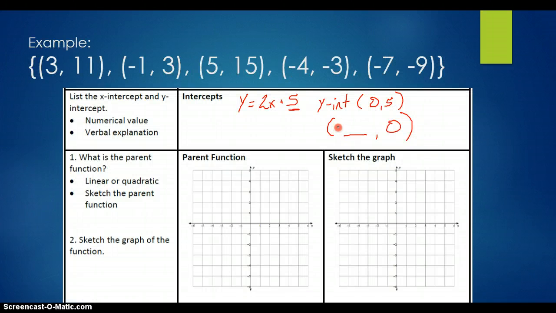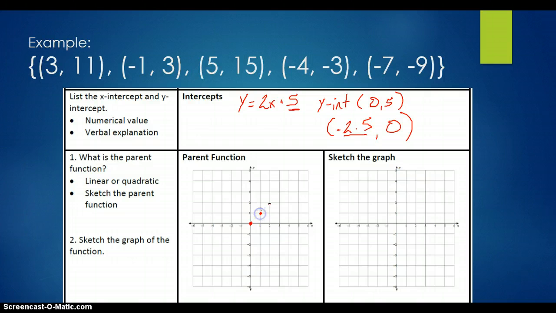So going back, I've got -2.5. Those are my intercepts. It asks for a verbal explanation too. And that's going to be more important on a different type of problem, and I'll explain it to you when we get there. Let's go to the parent function.